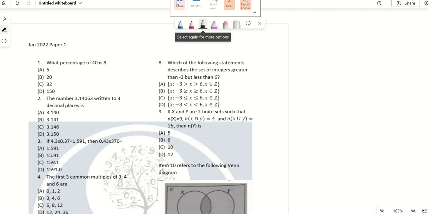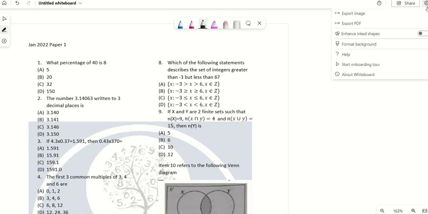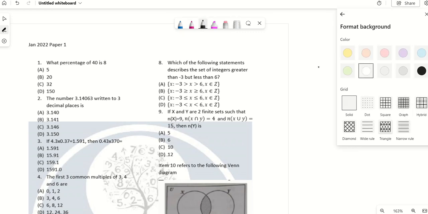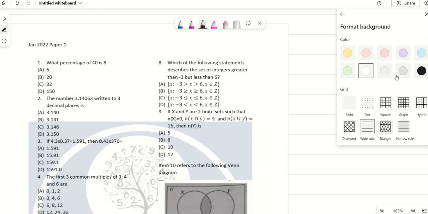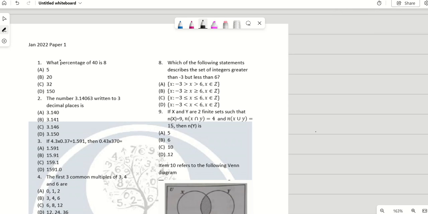Right, so the first Tiger Day, everyone, we're going to be doing January 2022, paper 1. Right now, let me just change the background so I can get some lines. Number 1 says, what percentage of 40 is 8?